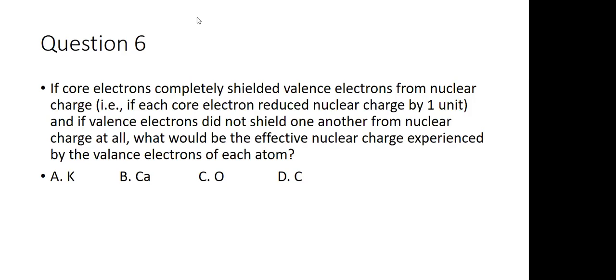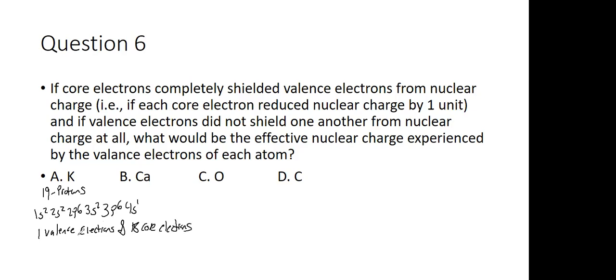So let's see how we figure this out for potassium. I hope everyone has their periodic table out. If not, this is going to be very hard. Potassium is element number 19, which means it has 19 protons. If we write out the electron configuration of potassium, it's 1s2, 2s2, 2p6, 3s2, 3p6, 4s1. So that's the electron configuration of potassium. Potassium has one valence electron, and it has 18 core electrons.